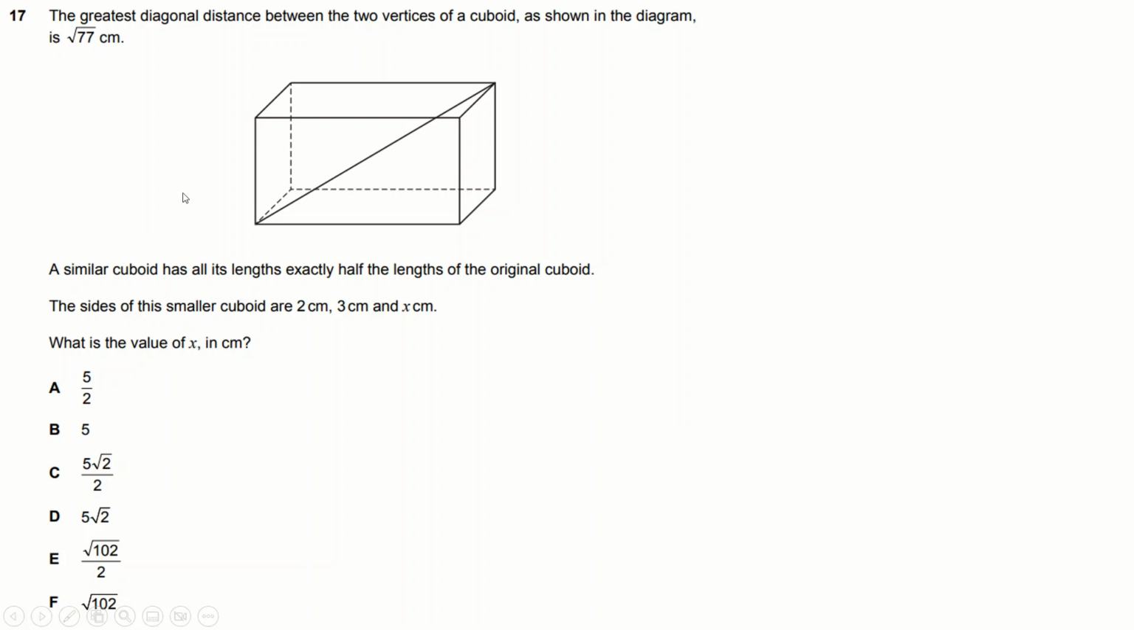Anyway, question number 17, so this is a cuboid. You can build a similar smaller cuboid with these lengths, and it's half of the original, so this is a very weird way of telling you that the side lengths of these are 4, 6, and 2x. And now the diagonal, just by 3D Pythagoras, is 4 squared plus 6 squared plus 2x squared is equal to root 77 squared, which is of course just 77.